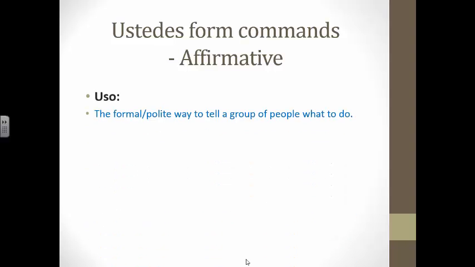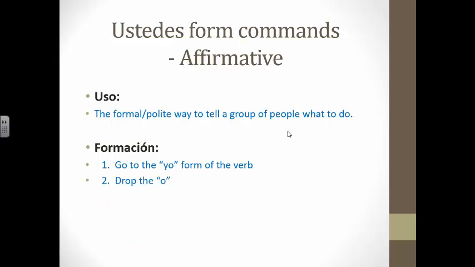All right, first, when would I use an ustedes form affirmative command? This would be used to tell a group of people what to do. If I was telling the class, hey, stand up, sit down, open your books, get out your homework, etc. To form it, very similar to usted. So you're going to go to the yo form of the verb, present tense. You're then going to drop the O, and you're going to add the opposite ustedes form ending. So that's an EN to AR verbs and an AN to ER, IR verbs.